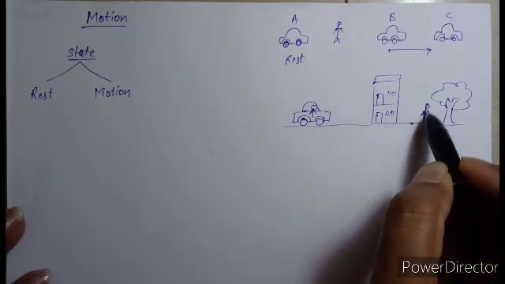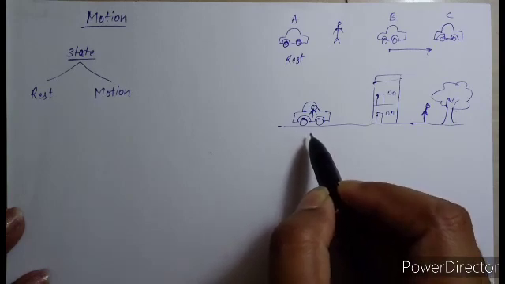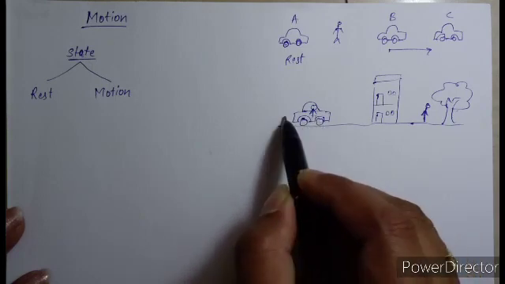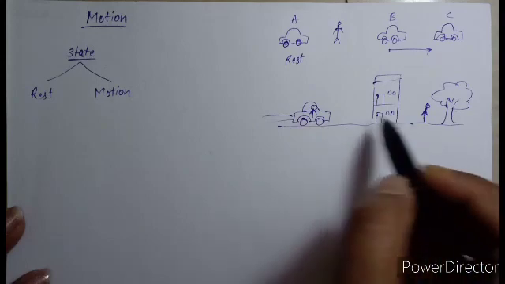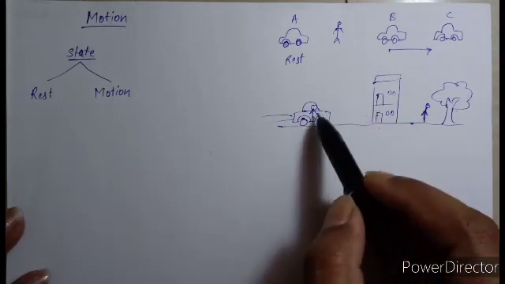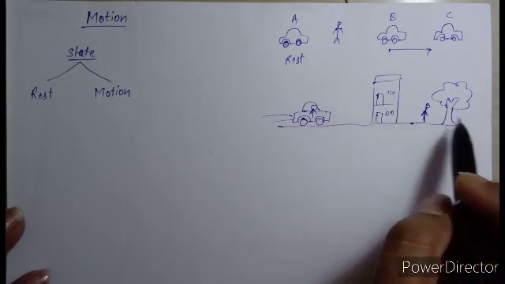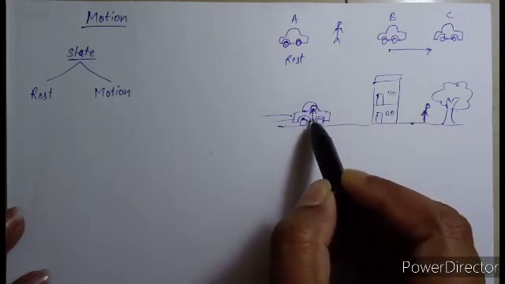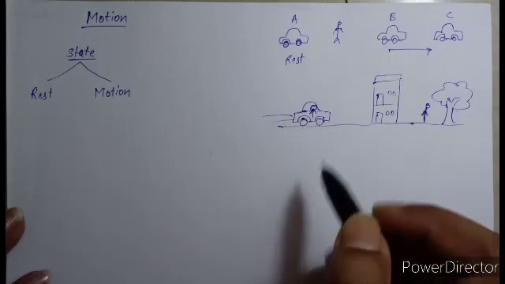So the state of rest or motion will depend upon the observer from where the motion is being observed. If the observer is at rest, then the other objects which are changing their position with respect to time will be in motion. But if the observer is already in motion, then all the other things which are not moving with him will be considered as in motion for him. But the car, the vehicle in which the observer is moving, will be at rest with respect to that moving observer.